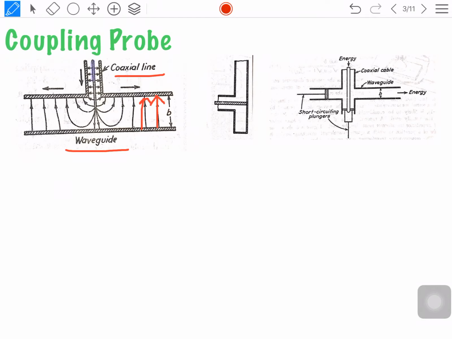This is the inner conductor of the coaxial cable. If you extend this inner conductor of the coaxial cable, it is called the coupling probe. In this case, the coupling probe is parallel to the electric field lines. This is how the coupling probe arrangement is done. Moving to the next figure, we can do it in another way also. In the first case, we don't have a proper support for the inner conductor of the probe. So we are moving to the second arrangement.